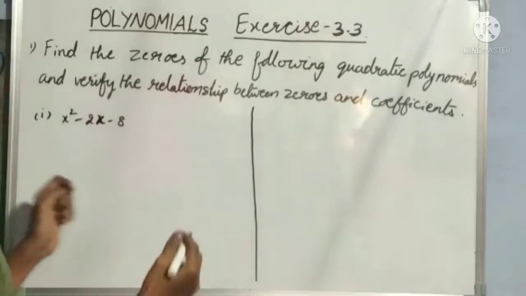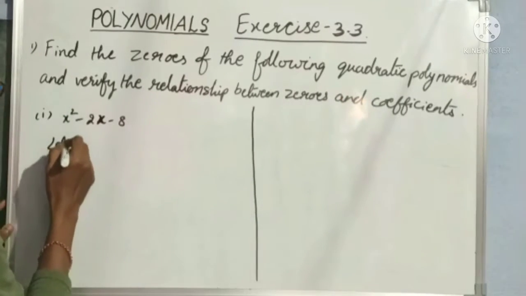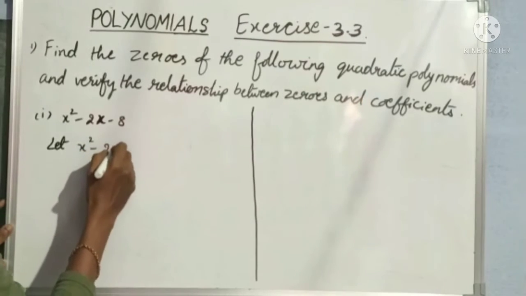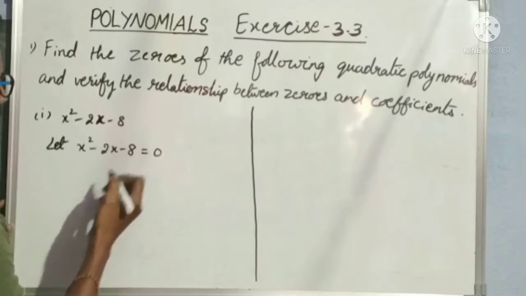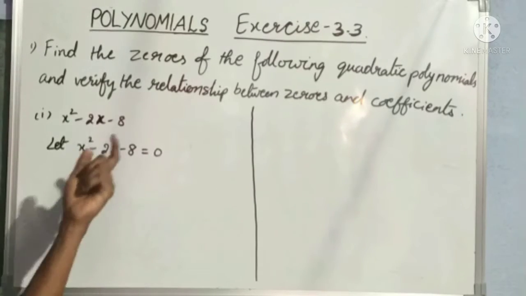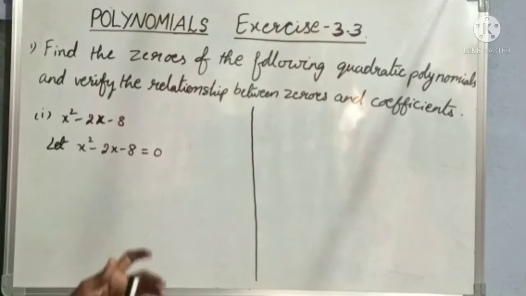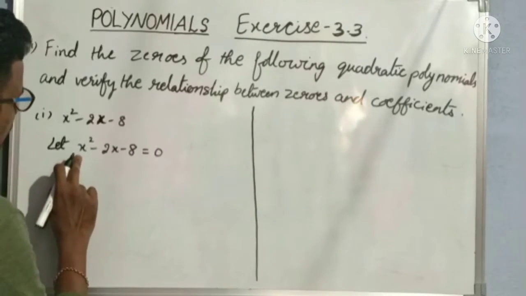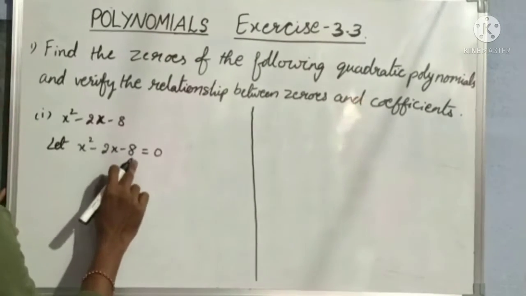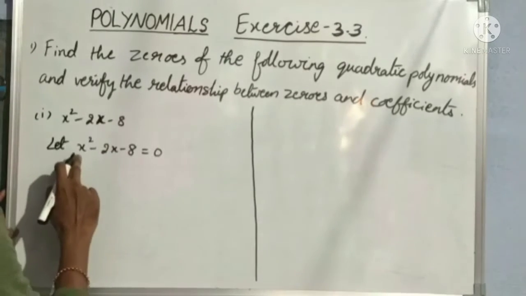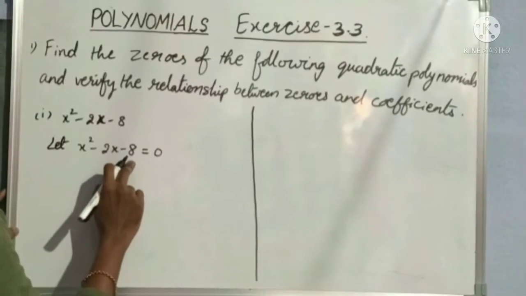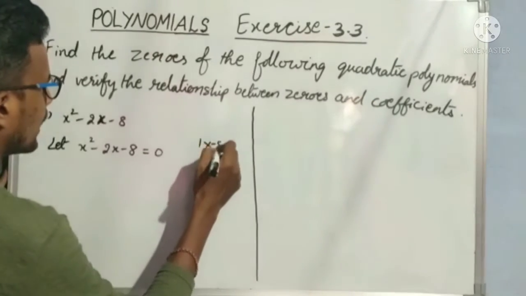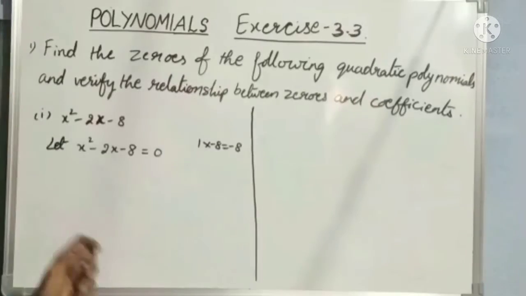Now for this quadratic polynomial we have to find the zeros. How to find? First let us equate the given quadratic polynomial to 0, so that we can find the zeros. For this we first have to factorize. Take the coefficient of x square and multiply it with the constant. The coefficient of x square here is 1 and the constant is minus 8. So 1 into minus 8 is equal to minus 8.